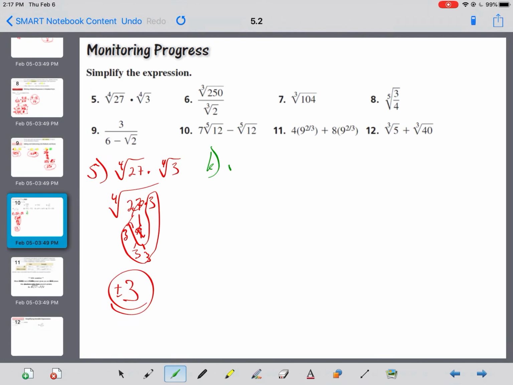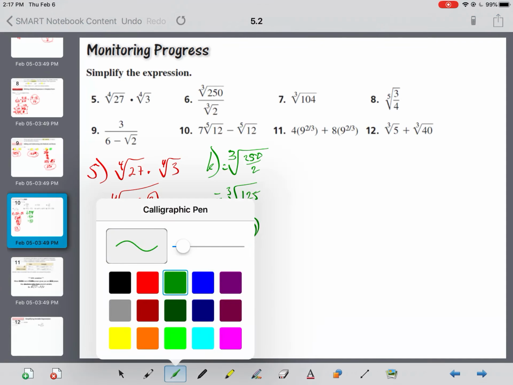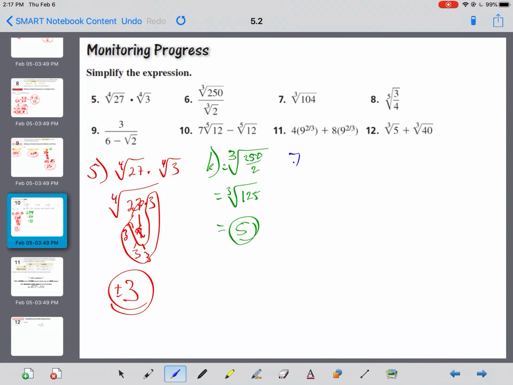Let's go with number 6. The cube root of 250 over the cube root of 2. I'm going to change that into the cube root of 250 over 2, which is the cube root of 125, which I know is 5. It's on the list.